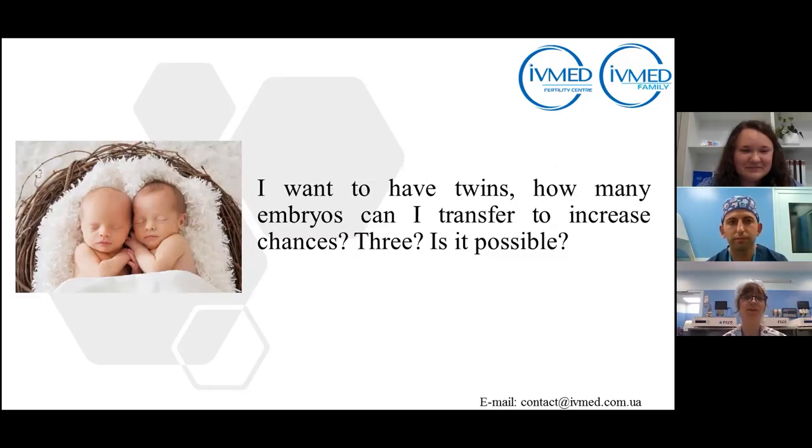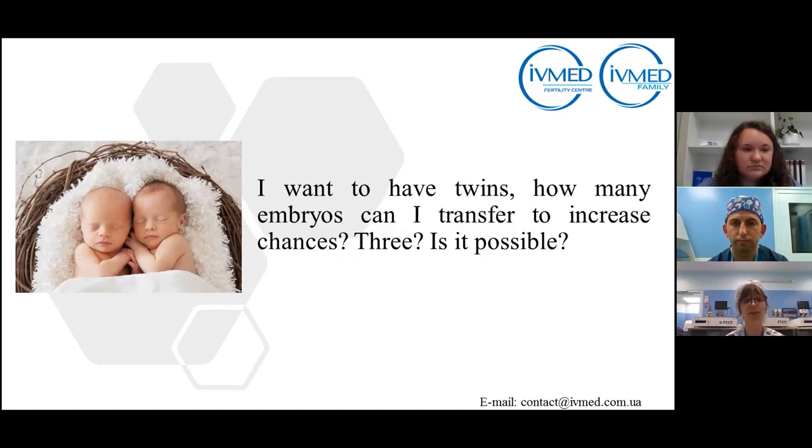Of course, in this situation, we are also limited by Ukrainian legislation. According to it, we can transfer 3 embryos only in difficult cases. It means that you have already had a couple of IVF treatments without any results, or you have poor embryo quality. In such a situation, it is allowed to transfer 3 embryos. But in all the other conditions, we insist on transferring only one embryo or two.